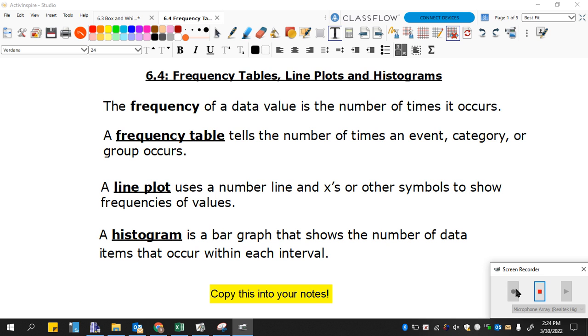And then a histogram is a bar graph that shows the number of data items that occur within an interval, which is sort of related to a frequency table. Okay, so let's do several examples.